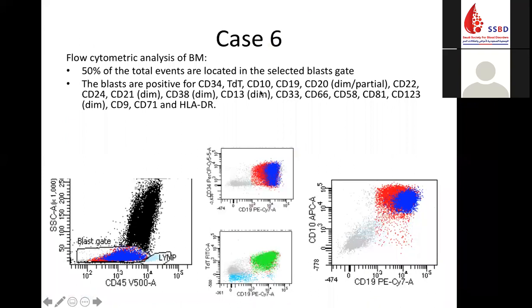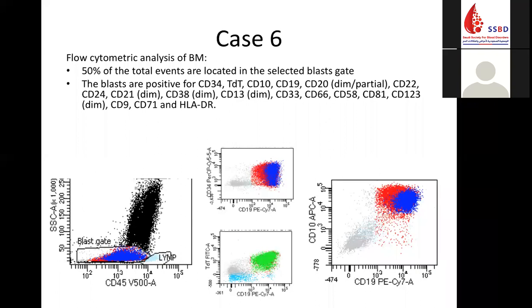So the immunophenotyping: 50% by flow in the blast gate. They are CD34 positive and CD19 positive. They are TdT positive. They are CD20 positive, CD10, 22, 24, 21, 38, 13, and 33, 66, 58, 81, and HLA-DR. So this is a B lymphoblast. A B lymphoblast with abnormal eosinophils.